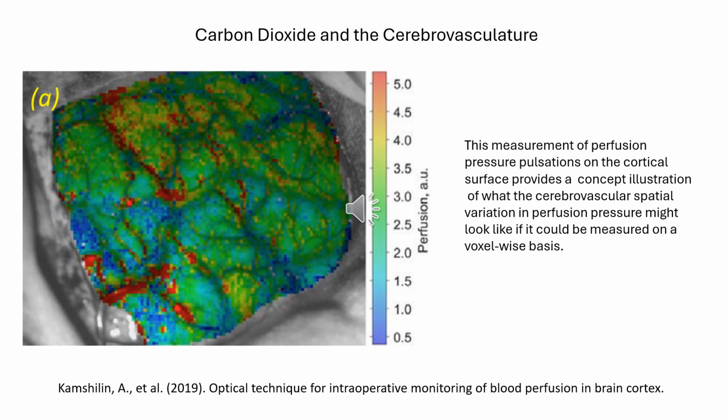Consequently, the response time for changes in flow in a voxel are due to 1. The response time of the global spatial distribution of perfusion pressures, and 2. The response time of the local vascular smooth muscle.